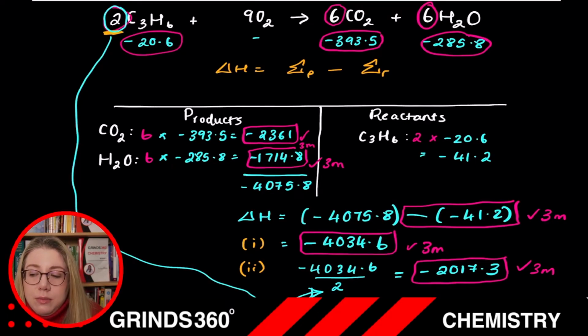Now, I do want to point something out. There are some questions that have come up in the past where the examiner didn't give you the balanced equation. And part of the answer that they had to write was a balanced equation for a combustion reaction. So it's really important, if you intend to answer this question in the exam, that you can write combustion equations.